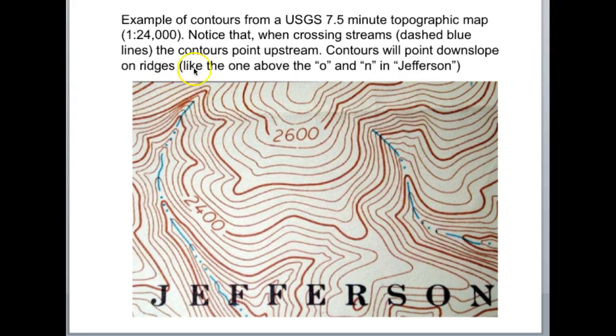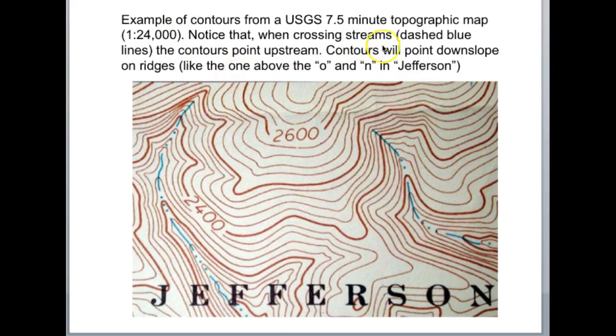And this is the classic 7.5 minute topographic map, meaning a scale of 1 to 24,000. These maps are really neat to get your hands on once you get back on campus. You can have access to them. Sometimes they're still for sale in outdoor stores. Sometimes they can be ordered next to nothing online from the USGS.